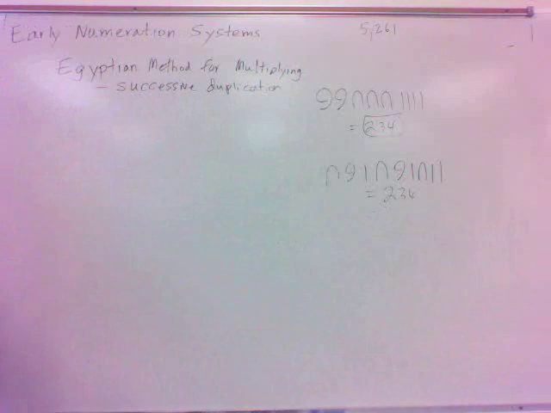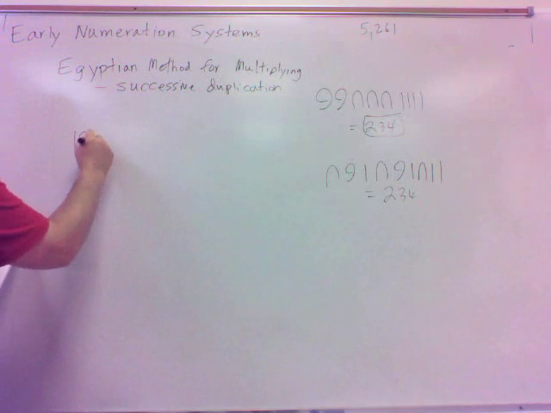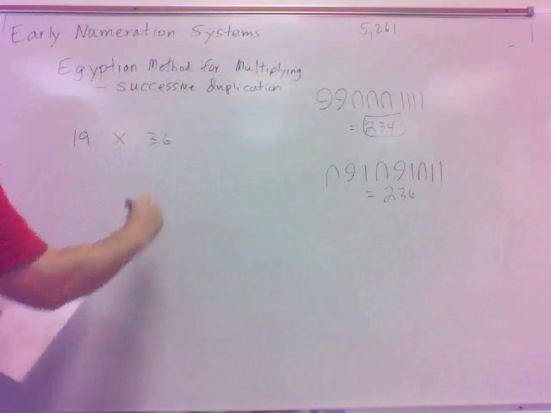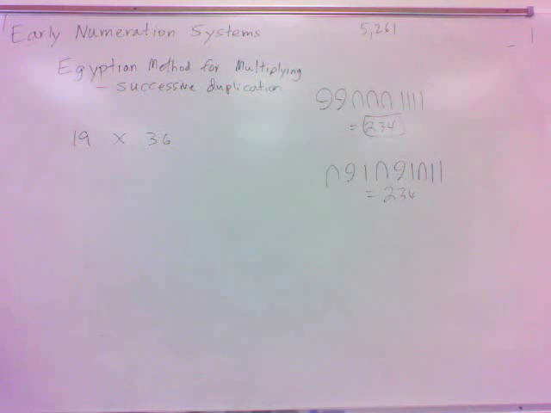Because that's essentially what we're going to do. All right, so let's say I was going to multiply the numbers 19 times 36. Easy for us these days, especially if you have access to calculators, which phones have now, so it's very easy to multiply things. But back in the Egyptians' day, it wasn't so easy.